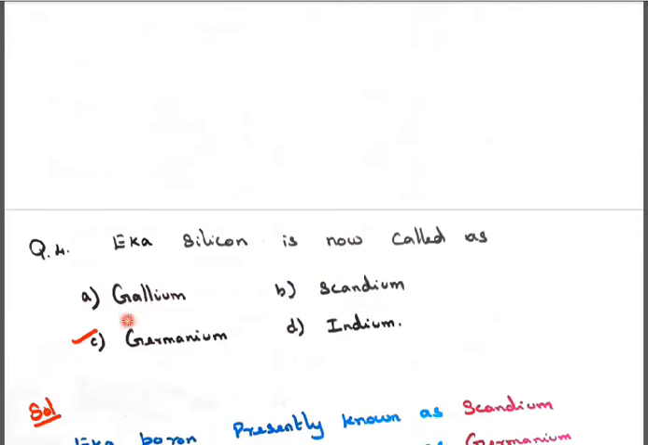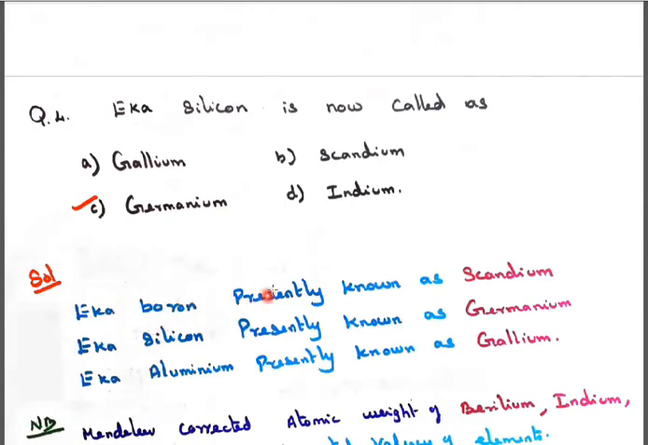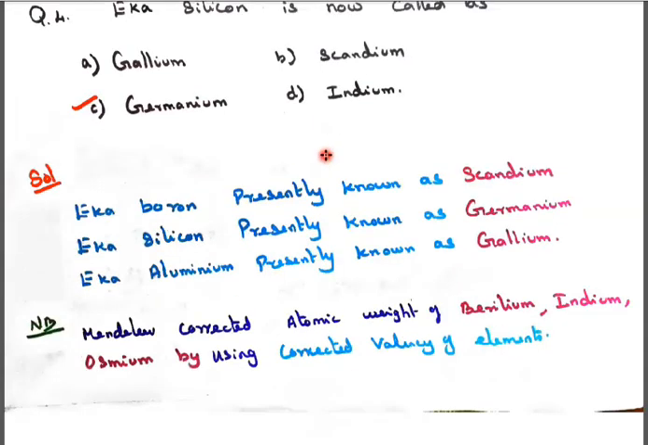Eka silicon is now called gallium, scandium, indium or germanium? I have written all the Eka family. Eka means before, so Eka boron means before boron. Eka boron is presently called scandium. Eka silicon is presently called germanium. Eka aluminium is presently called gallium. So Eka silicon is germanium, gallium is Eka aluminium, and scandium is Eka boron.